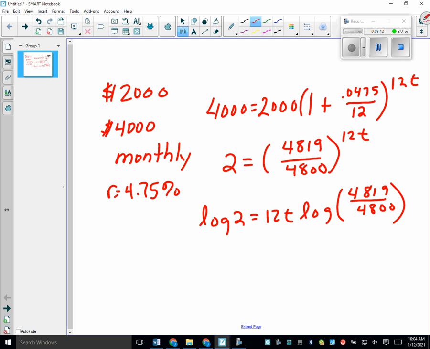Okay, guys, how do I solve for t? Do I divide both sides by 12 log of 4819 over 4800? Yeah. And what did you get? 0.000433. Surely not. 4.3. That can't be right. 14.6214. That's not bad. That sounds much better.